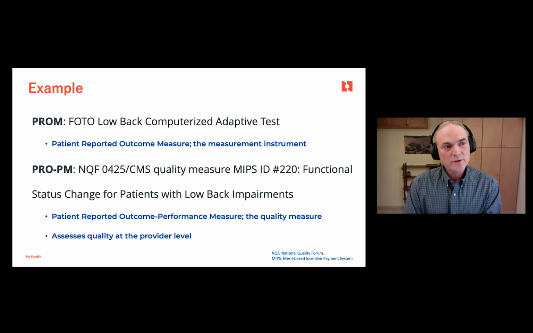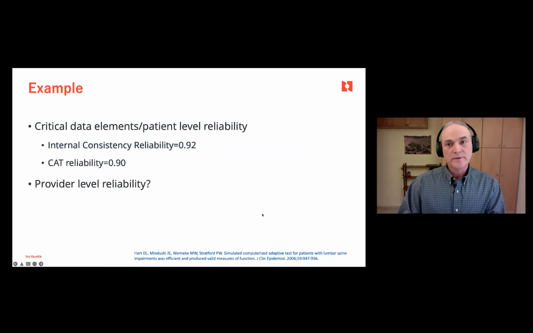The quality measure is named the PRO-PM, or the patient-reported outcome performance measure. That is the quality measure on the provider level. And this specific measure was approved by both NQF and CMS for the MIPS program. When we look at the engine, at the PROM, we look at its reliability. Reliability is good, it's good to go. It's 0.9 or above. That depends on the type of reliability that we're looking at.